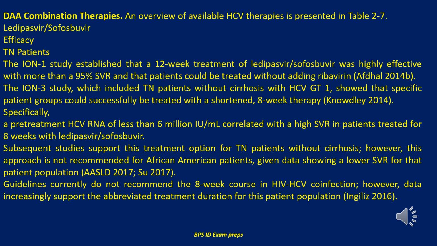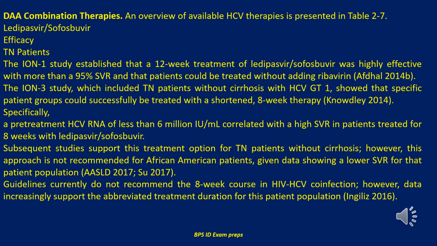Afdhal 2014b. The ION-3 study, which included treatment-naive patients without cirrhosis with HCV genotype 1, showed that specific patient groups could successfully be treated with a shortened 8-week therapy, according to Kowdley 2014. Specifically, a pretreatment HCV RNA of less than 6 million international units per milliliter correlated with a high SVR in patients treated for 8 weeks with ledipasvir plus sofosbuvir.